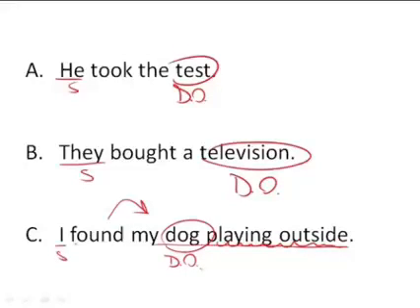And therefore, dog is the direct object. So even when the sentences get more complex, make sure you always ask that question for the direct object. What is receiving the verb or the action? And there you will find the direct object.